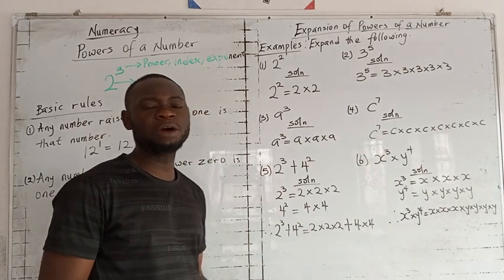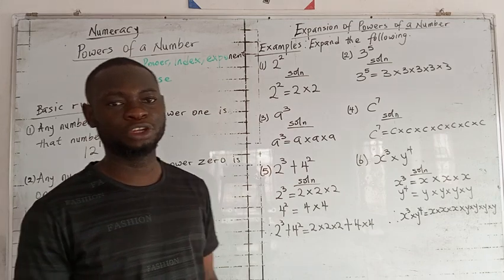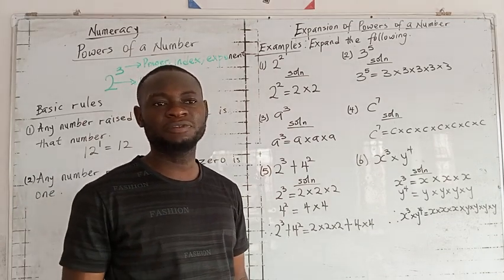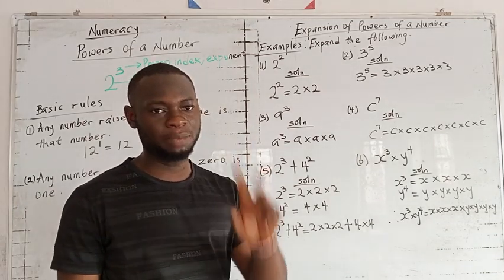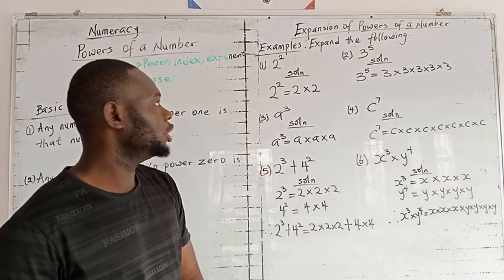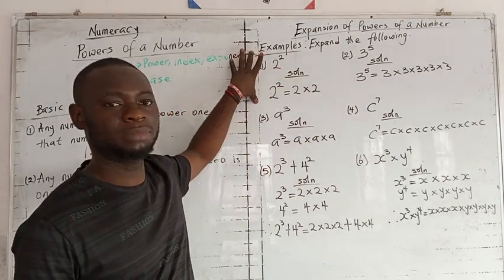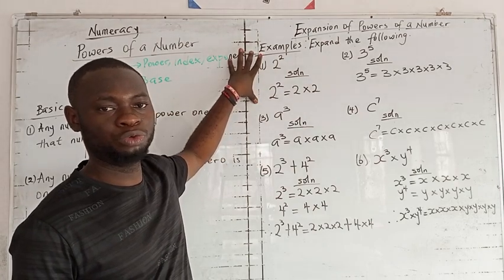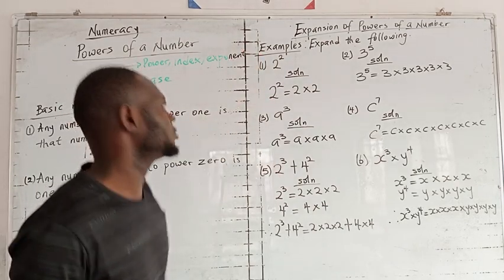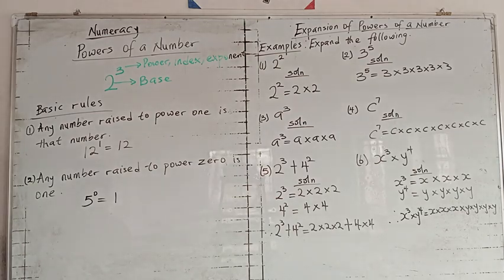Now let's look at how do we simplify the powers of a number. Simplifying the powers of a number involves 2 steps. The first thing to do in order to simplify the powers of a number is to expand the numbers. Then we do what? We multiply out. Let's look at this.